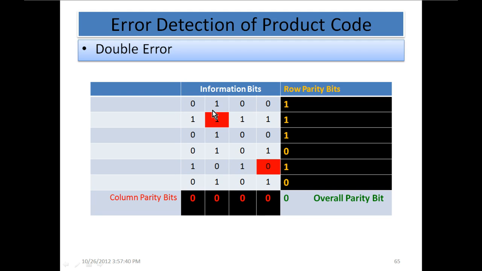What's the difference? If you go through this code word, the number of errors in this one is odd. For this particular code word it is odd, and for this other code word it is also odd. So the location is determined. Similarly over here, the number of errors in this code word is odd, and the number of errors in this code word is also odd.